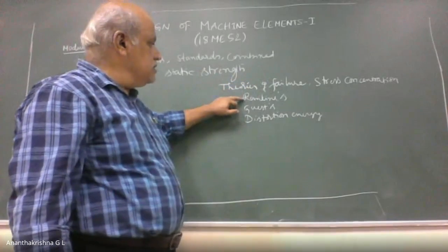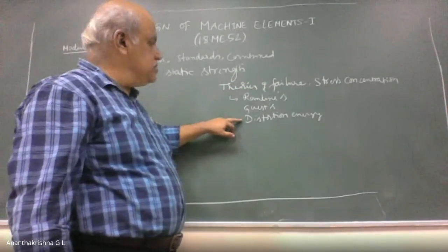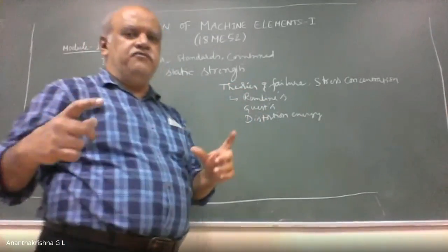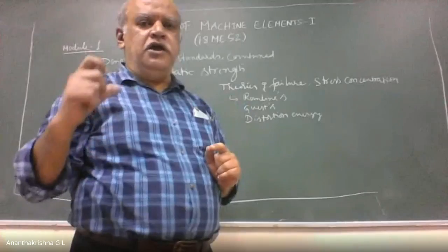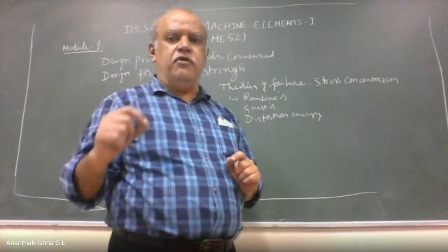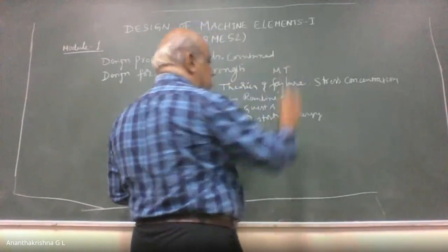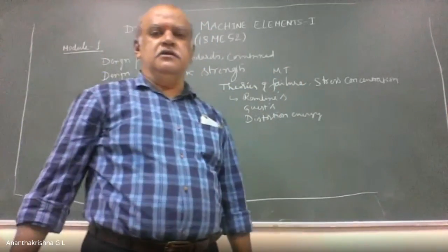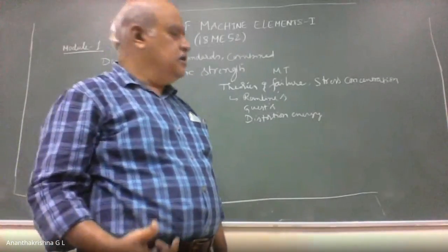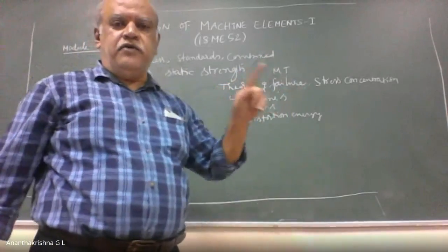Going to learn about Rankine's theory, Guest's theory. Then we are going to learn about distortion energy theory. Essentially, the theories of failure will give you a relation between the values of yield stress that we have found out in our material testing lab. In the MT lab, we have found out tensile strength, yield strength, and ultimate strength for a given material, right? So how are they connected to the design of a component?